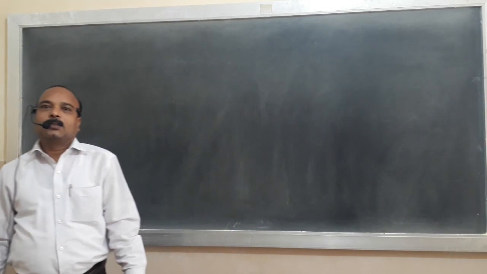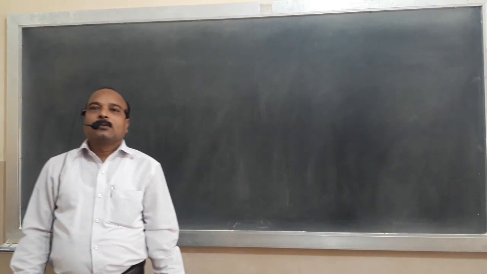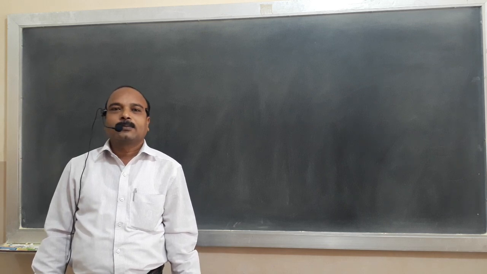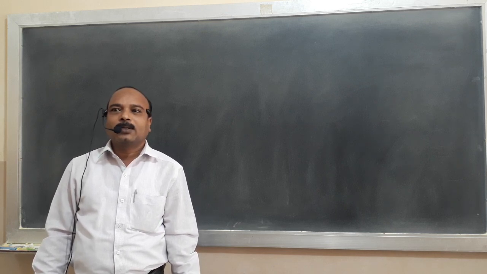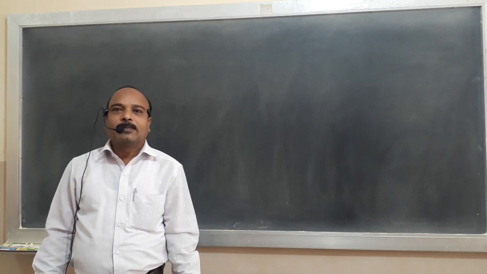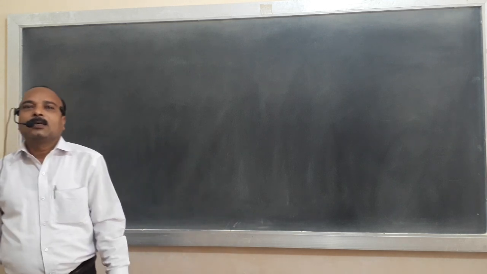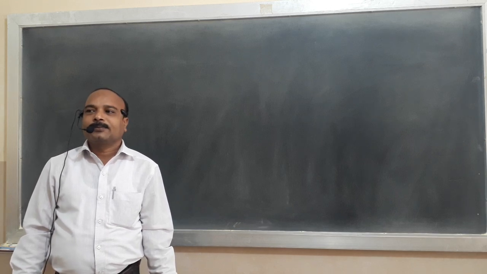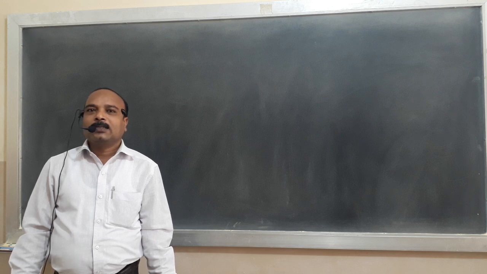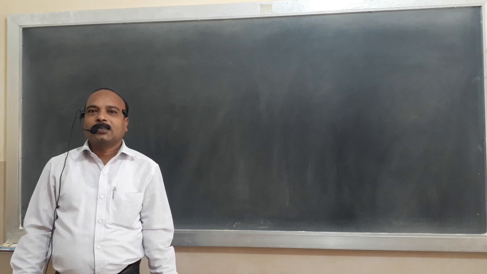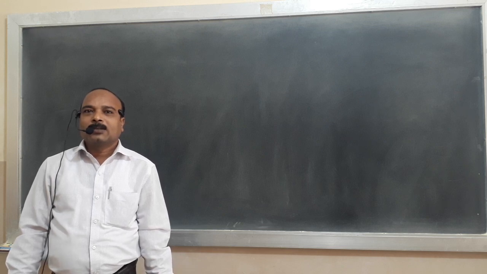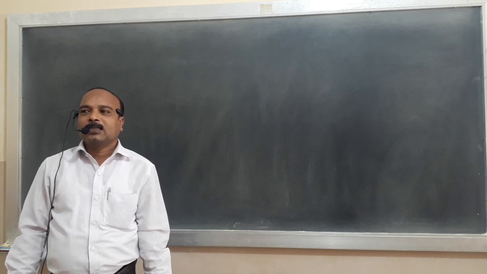Hello students, yesterday we completed how to find the area of the triangle and how to find the equation of a straight line by using the determinant method, and we completed some examples on that. Today we go to the next discussion, that is minors and cofactors, which leads to the adjoint and inverse of the matrix.